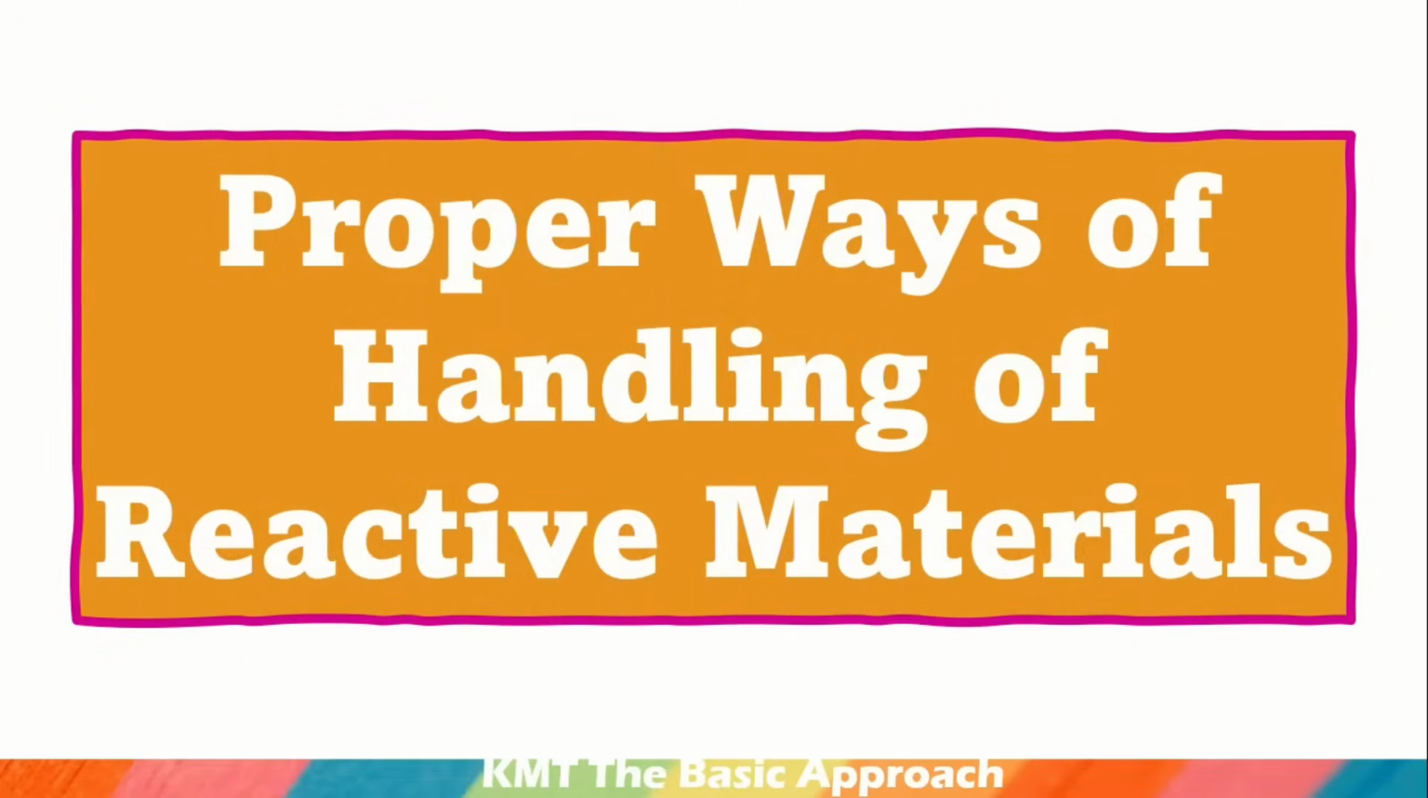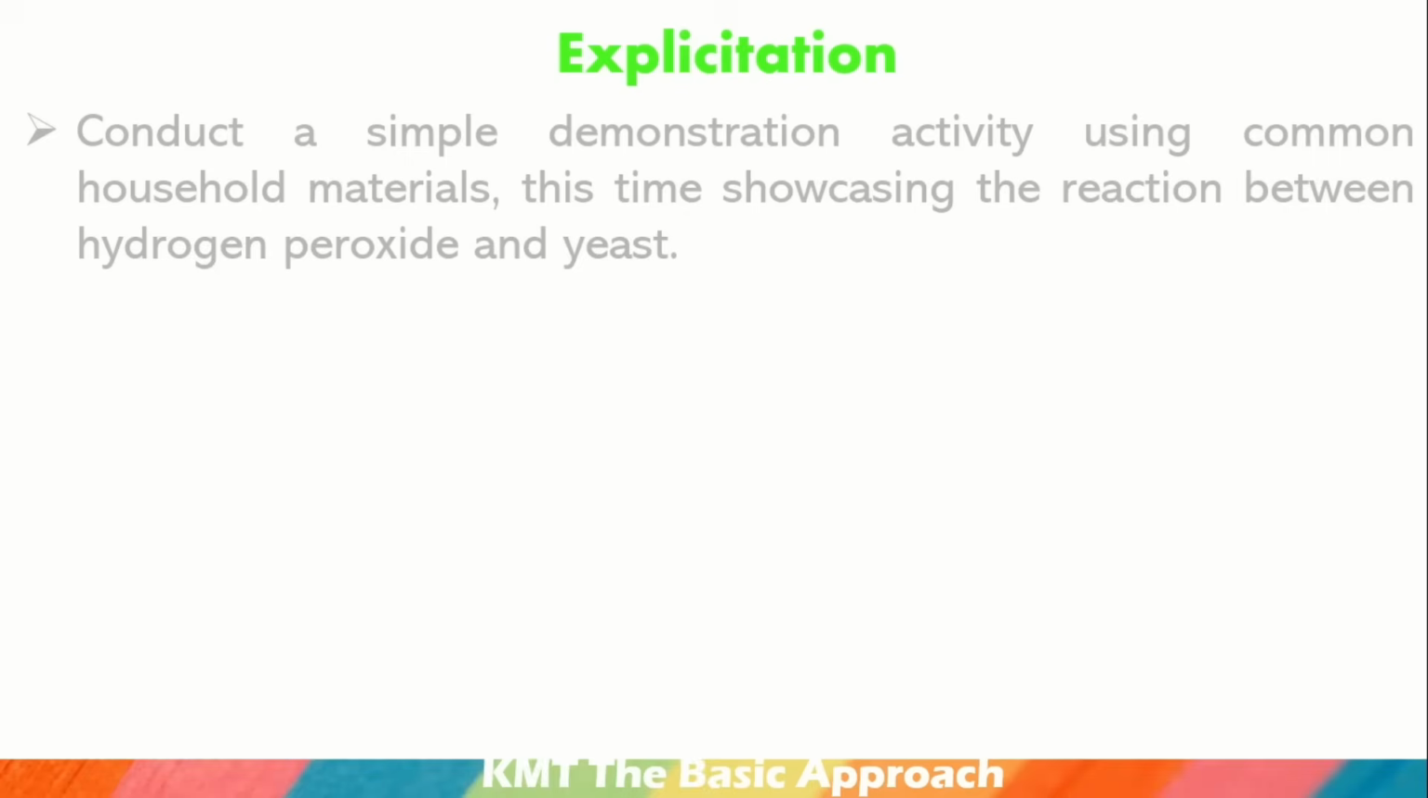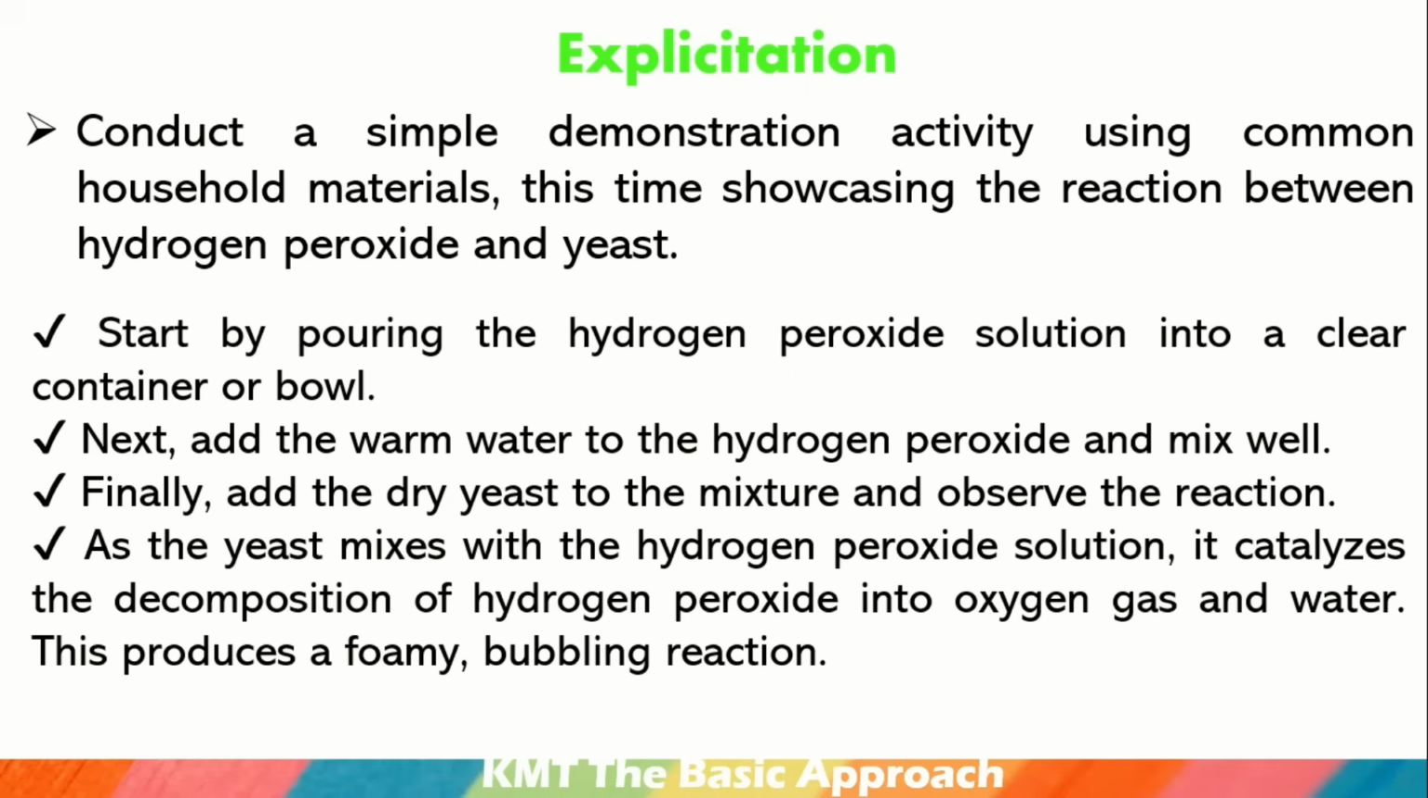Third lesson, proper ways of handling of reactive materials. Explicitation. Reactive materials are substances that can undergo chemical reactions with other substances, often producing heat, light, gas, or even explosions. These reactions can occur when the reactive material comes into contact with air, water, or another chemical. This part of the explicitation is to be guided by your actual teacher.